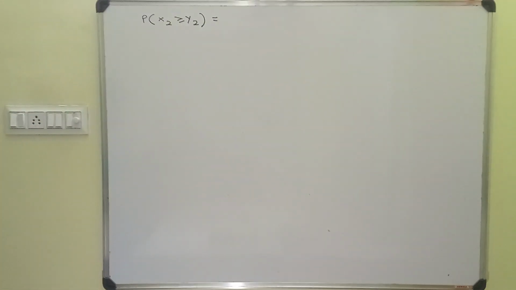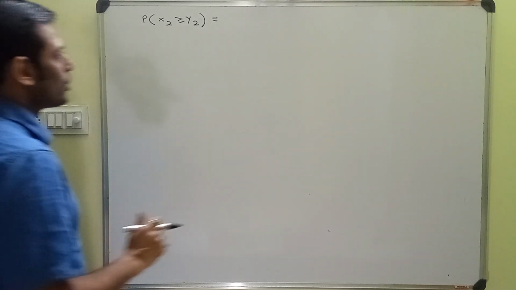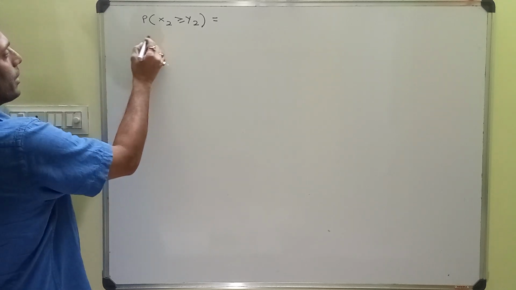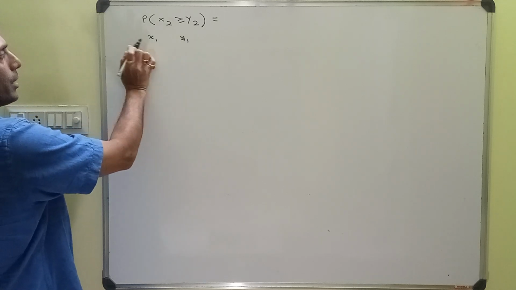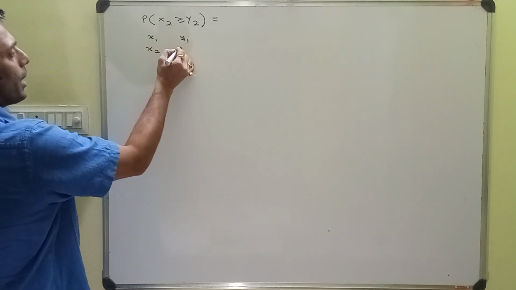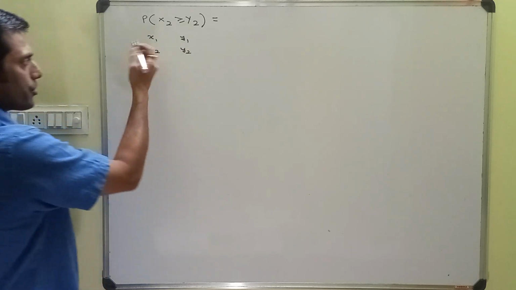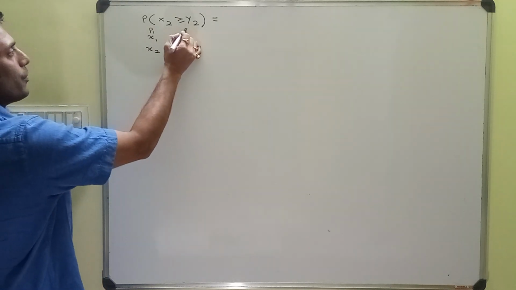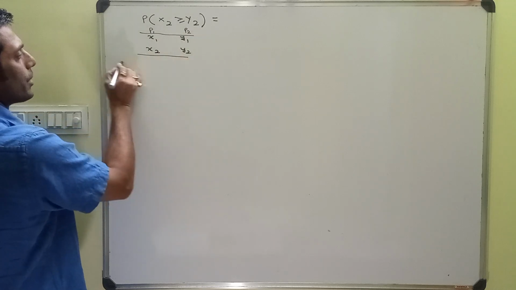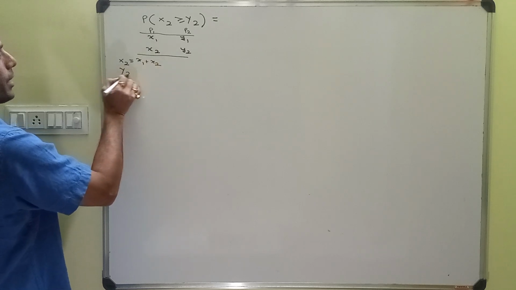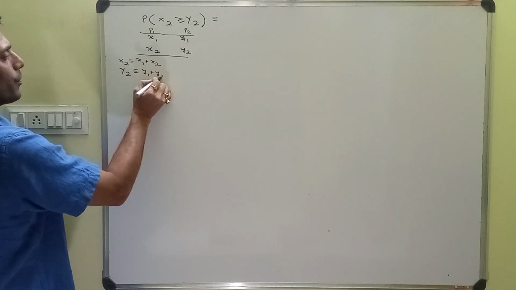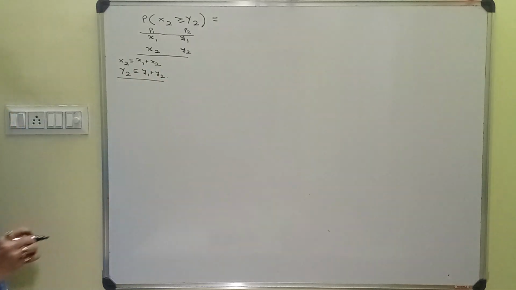Capital X2 will be, according to the question, the score of P1 after 2 games. That means 2 games have happened, and let's say X1 and Y1 are the scores of the players in the first game, and X2 and Y2 are the scores of the players in the second game. This is for player P1, this is for player P2, and in that case capital X2 would be equal to X1 plus X2, and capital Y2 would be equal to Y1 plus Y2. This is how it would go in the calculation.